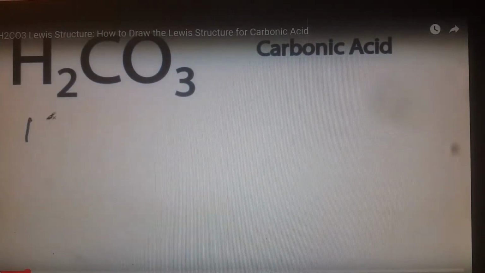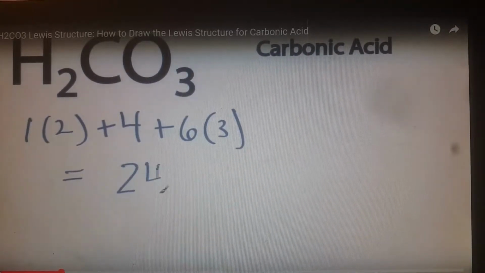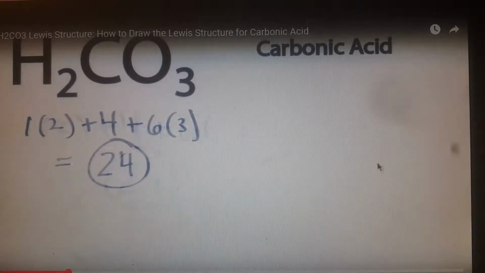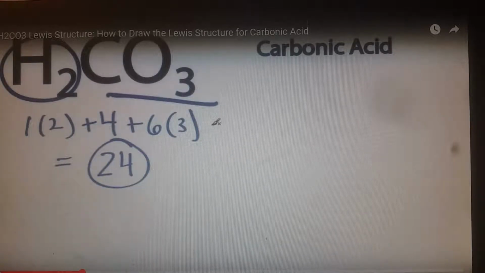Hydrogen has 1 valence electron. We have 2 hydrogens, plus 4 for carbon, plus 6 for oxygen, times 3, for a total of 24 valence electrons. Whenever you see hydrogens in front of a polyatomic ion like CO3, NO3, or SO4, it's going to be an acid, and you're going to need to put those hydrogens attached to the outside oxygens.